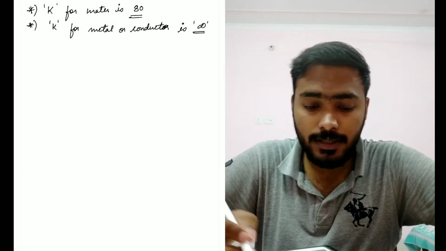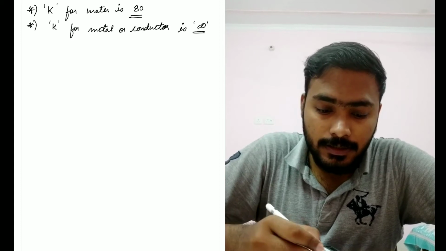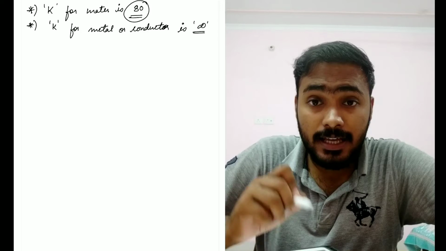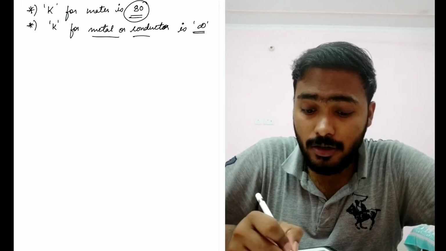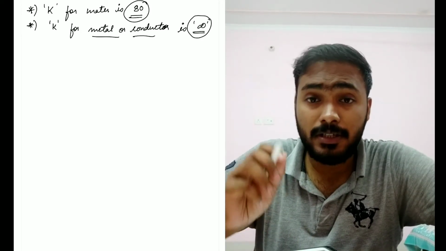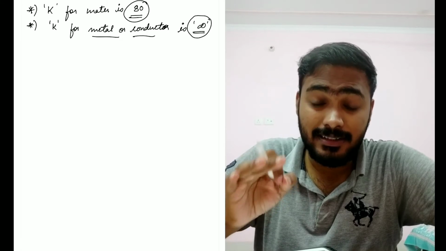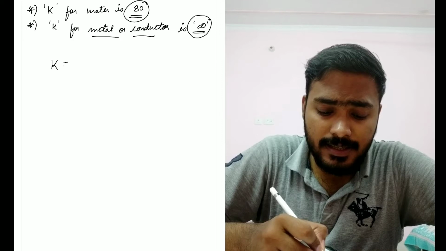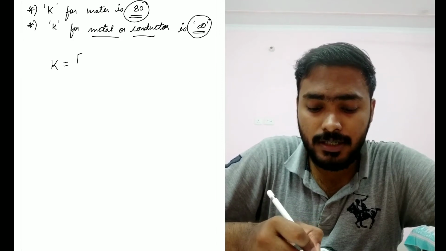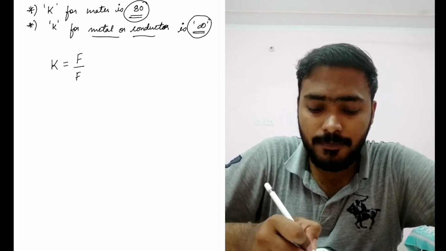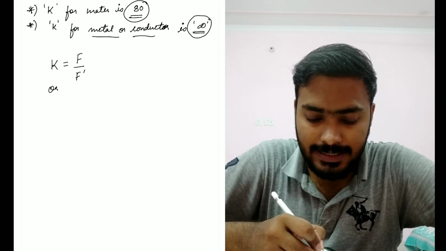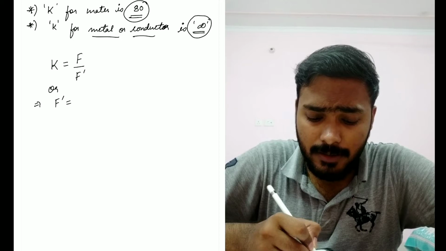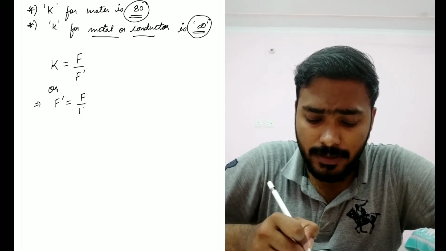It is saying over here that the K for water is actually 80 and the dielectric constant for metal or a conductor is actually infinity. Let's try to understand what this means. We just studied that K is the ratio of force in vacuum divided by force in some medium, or I can also write force in some medium as force in vacuum divided by K.